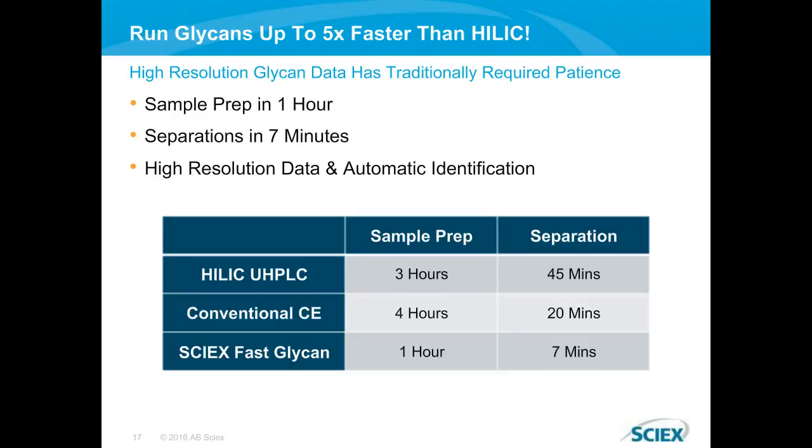So we've got a table here at the bottom that just gives a quick comparison. Sample prep for HILIC can take days in some cases, but for the most part, methods that people use are 3 hours. Separation times, if you're looking to get the same kind of resolution and sensitivity that we get on CE, you generally have to run about a 45-minute separation. Conventional CE, this is sort of the way we used to do it. The sample prep used to take about 4 hours, but we had a separation time of about 20 minutes. We've improved both of those with this fast glycan method to, again, be 1 hour for sample prep and 7 minutes for the separation. So you get a huge time saving here.